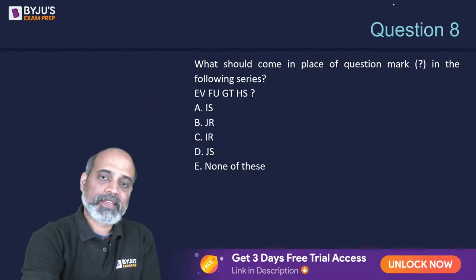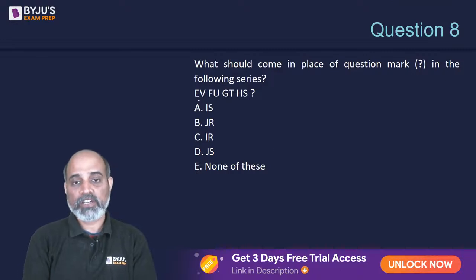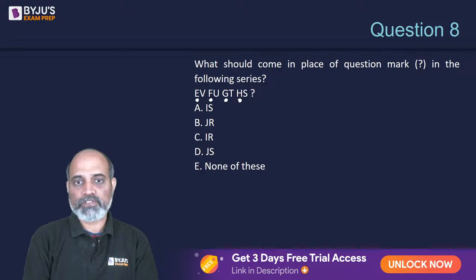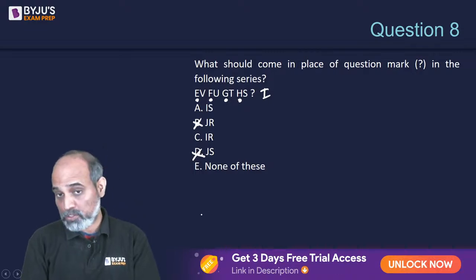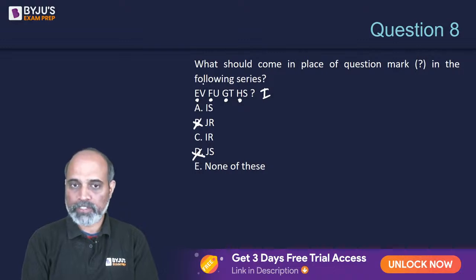Okay. Next, what should come in place of question mark in the following series? E, V, F, U, G, D, H, S. So if you look at the first letters of every word, these are E, F, G, H. Next one should be I. So it can't be D, it can't be B. It may be none of these, who knows. Next, if you look at the next letter of those two letter words, it's V, U, T, S.